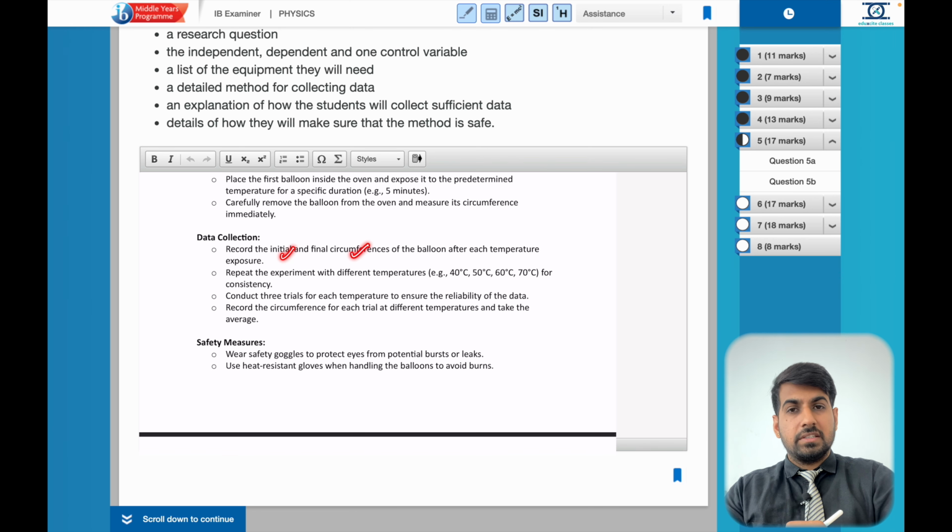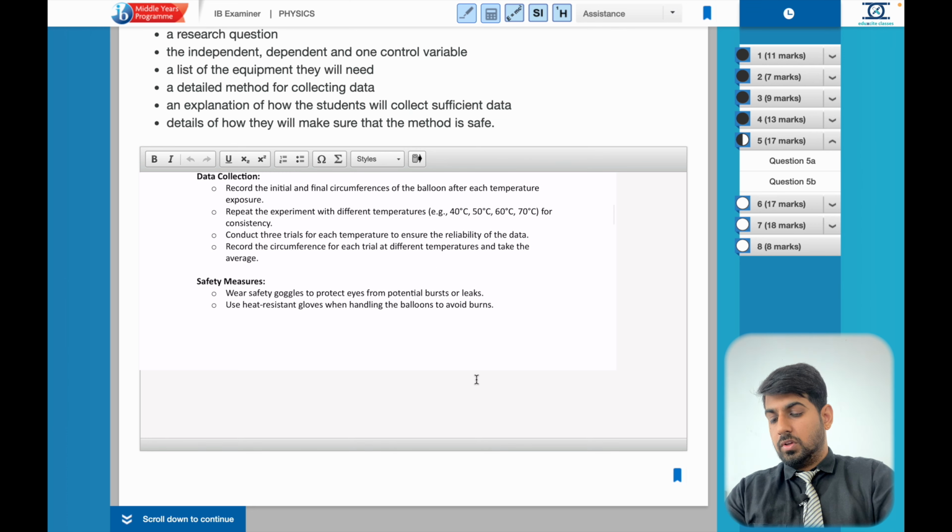Now, data collection is very important. Record the initial and the final circumference of the balloon after each temperature exposure. Repeat the experiment with different temperatures, which are 40 degrees, 50 degrees, 60 and 70. One we have taken for 30. So, in total we have 5 different values of the independent variable. Conduct 3 trials. This is very important. We have to conduct 3 trials for each reading. Let us say for 30 degrees, I will take 3 readings for the same temperature, and I will take the average for the circumference of each reading. So, that will improve and increase the reliability of my data.